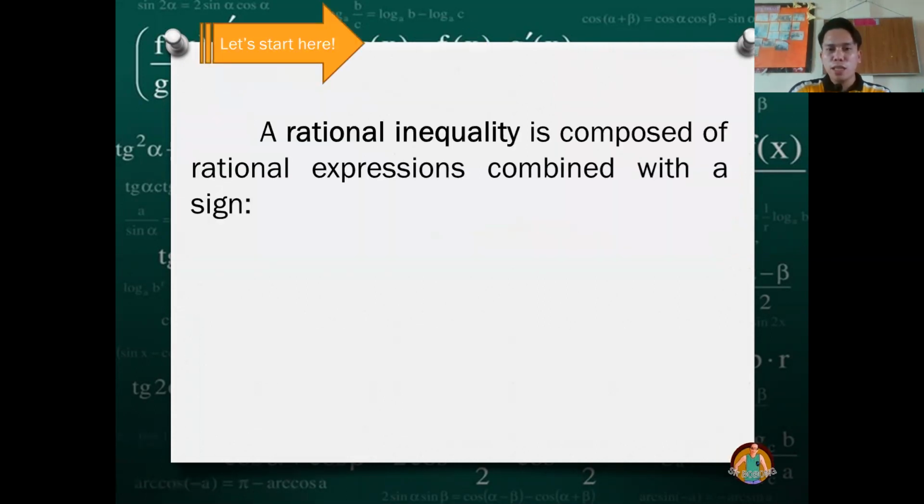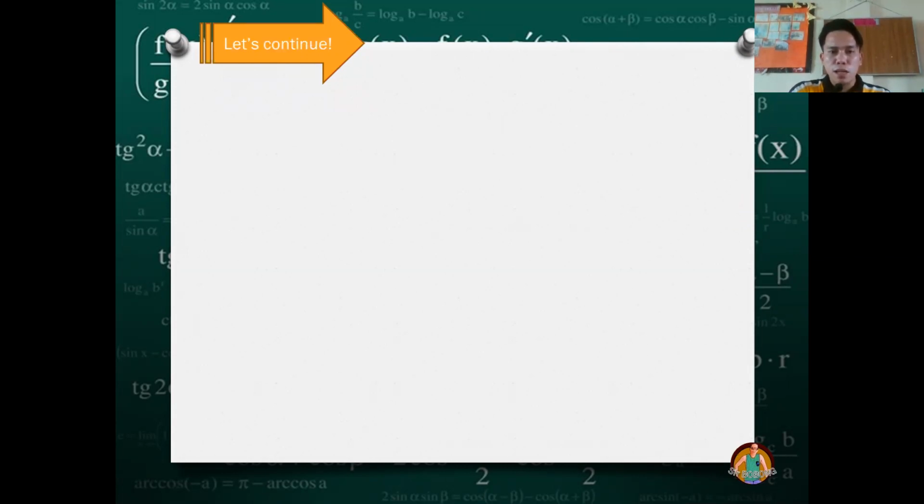A rational inequality is composed of rational expressions combined with a sign greater than or equal to, less than or equal to, greater than, and less than. So if you will see a rational expression combined with these symbols, that is an example of a rational inequality. Okay? So you have to be familiar with those symbols.